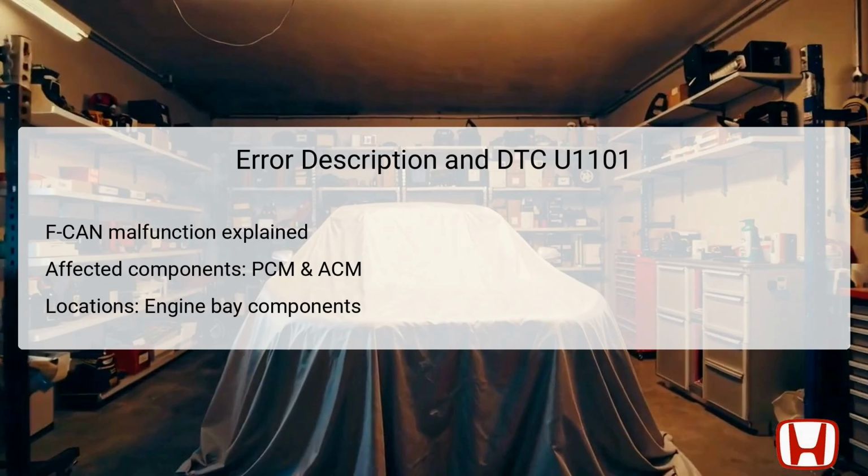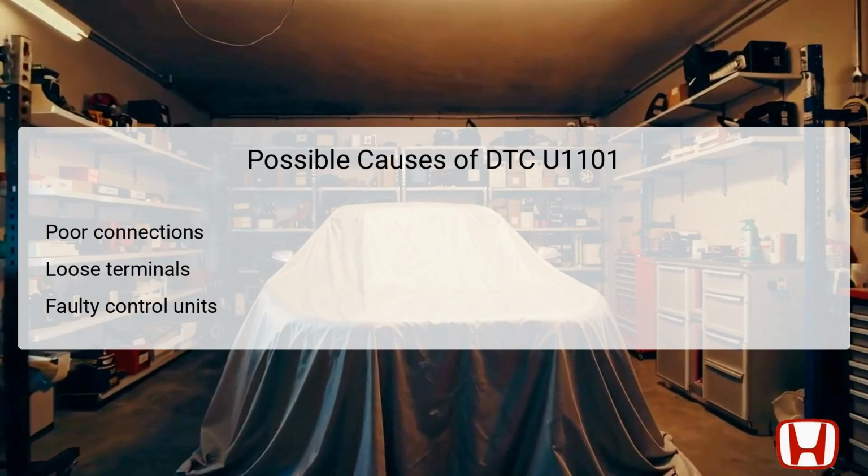Usually, issues arise from poor wiring connections or faults in the internal electronic components of these modules. Both modules are located in the engine bay. Specifically, the PCM is generally mounted to the driver's side fender well, while the ACM is located near the power distribution center. Accurate troubleshooting of DTC U1101 is vital as it can assist in resolving underlying operational issues in the vehicle. When diagnosing DTC U1101, several potential causes need to be considered.